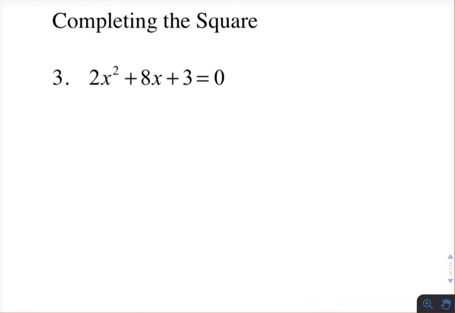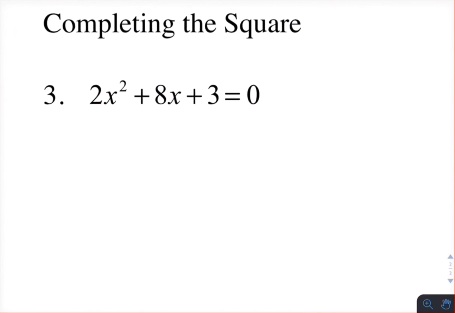Next is completing the square. Now in order to complete the square, we have to have a coefficient of 1 on the x squared term. So I'm going to divide everything by 2. So I get x squared plus 4x, and I'm going to move the 3 over and divide it by 2, so I have negative 3 halves.